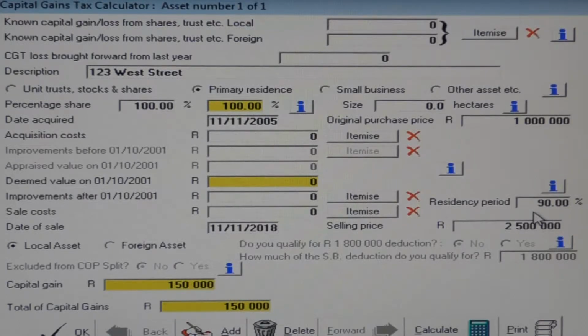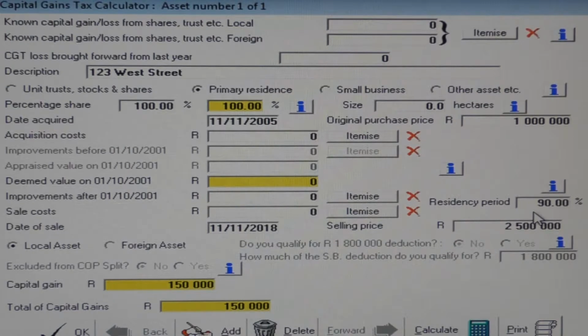Here we have a primary residence which we bought in 2005 for R1 million and sold recently for 2.5 million. With a profit of 1.5 million and a primary residence exclusion of 2 million, we would expect zero capital gain, but we can see a capital gain of 150,000 rand.